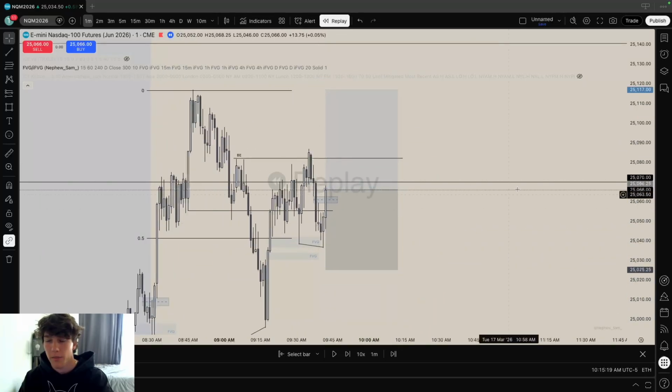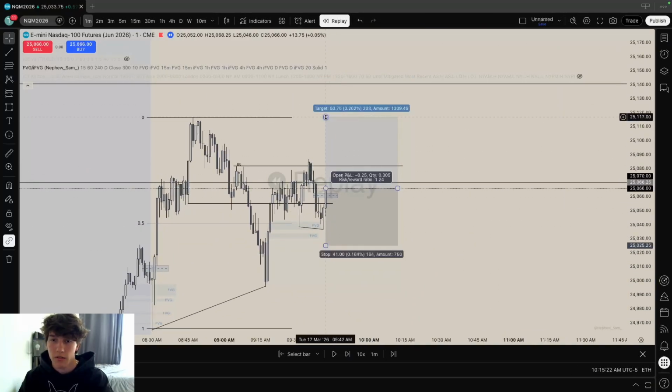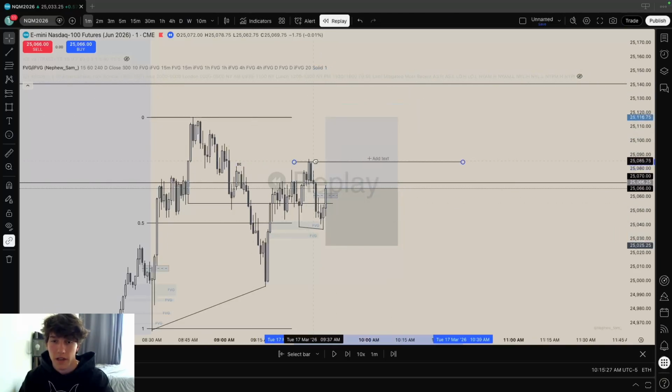I knew that we were choppy, look at previous price action and market structure. So this was a really good target for me. Of course, I could have targeted here, but I like this draw right here. So again, where was my break even again?